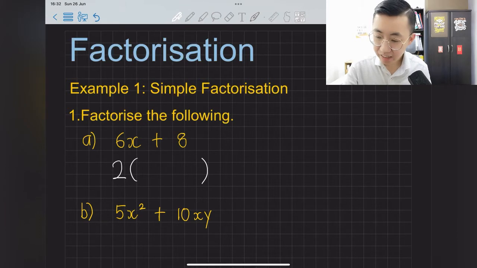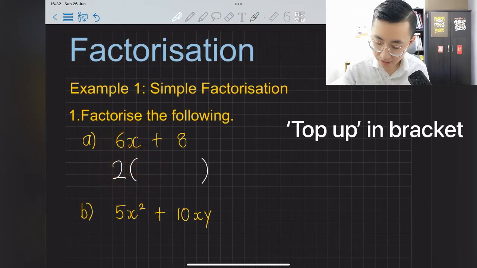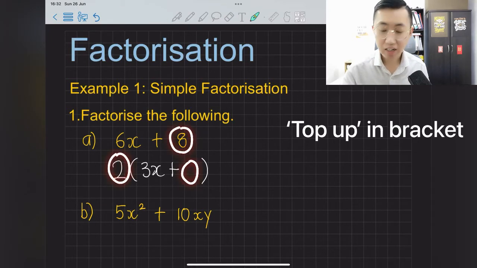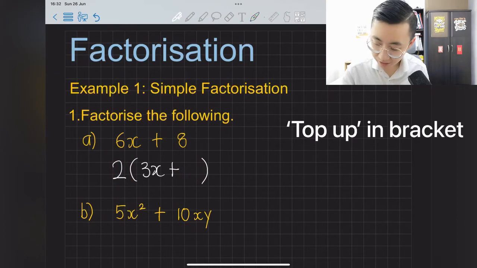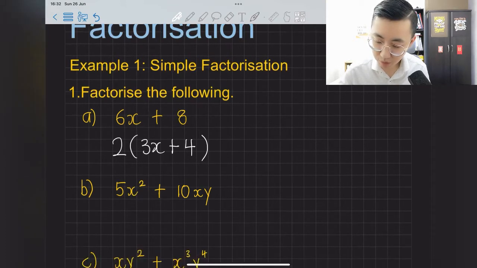And then the technique here is what times 2 will give you 6x. So we need to top up inside the bracket 3x, okay? So the plus you copy back and then ask yourself the question, what times 2 will get you 8? So that's the technique. We have to top up inside the bracket 4. So this is what you call factorize. Okay, factorize finish already. Alright, let's do question B.